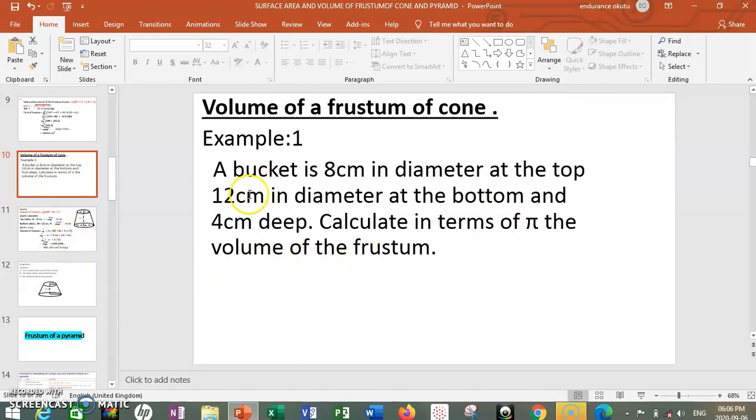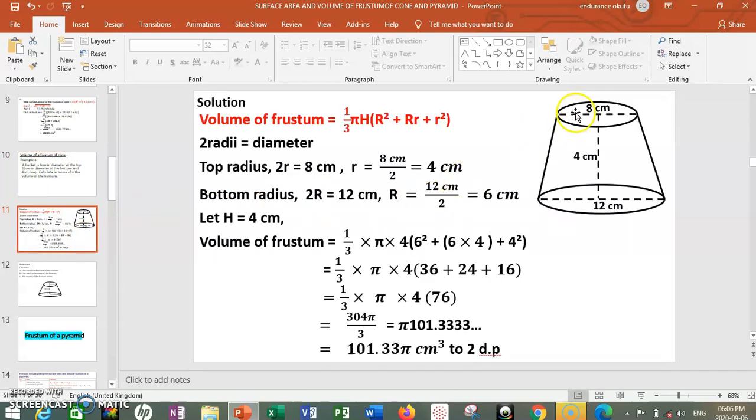Class, first of all, we are going to find the radius of the top and the radius of the base of the frustum. And also, we represent this question in a diagram. Okay, now this is the solution. This is the frustum, the top, and this is the base of the frustum. Now the height is given as 4 centimeters. The diameter of the base of the frustum is 12 centimeters. The diameter of the top of the frustum is 8 centimeters.